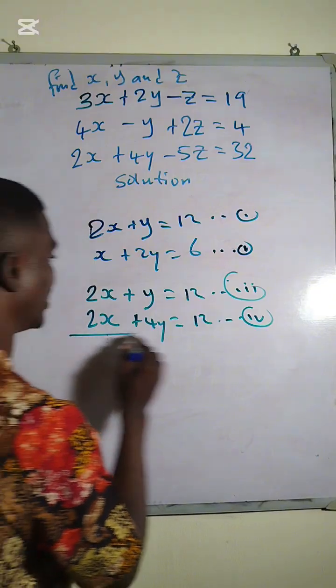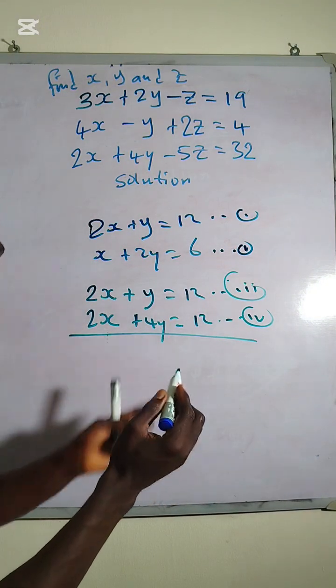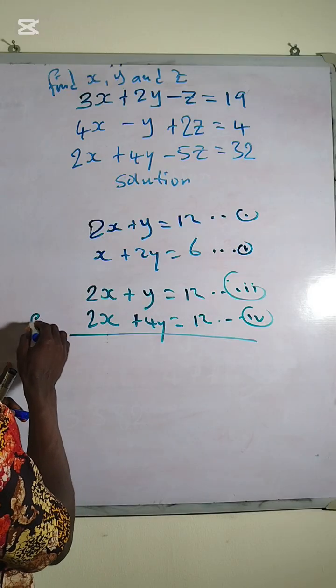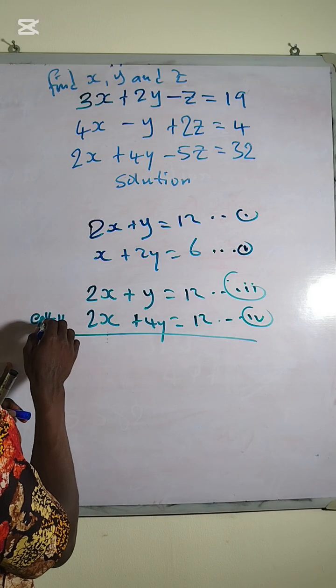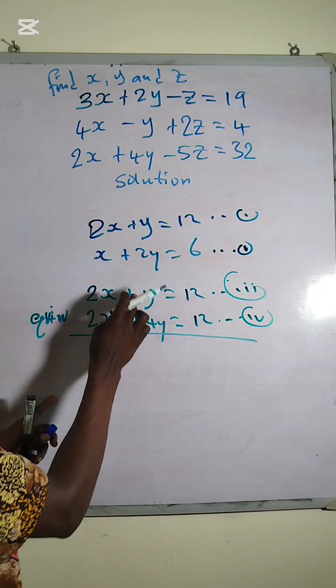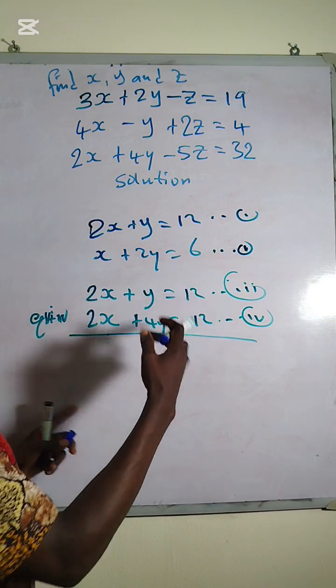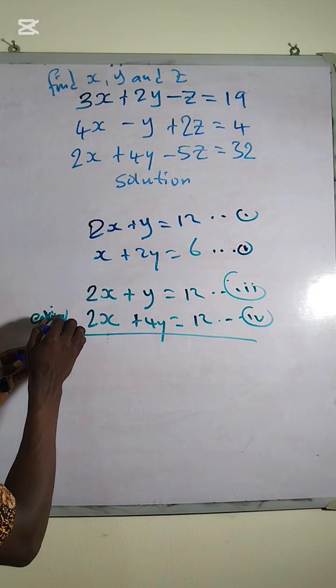How do you eliminate? Draw a line here. You can decide to say equation 1 minus equation 2, or whichever way. So let us do equation 3 minus equation 4. That means this minus this, and this minus this. Or you can decide to do the other way around. So let me do equation 4 minus equation 3.